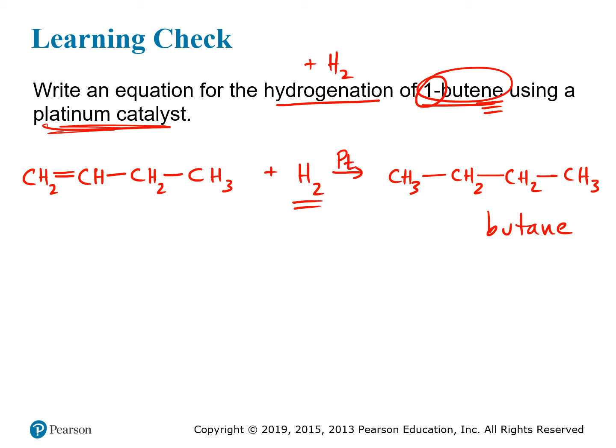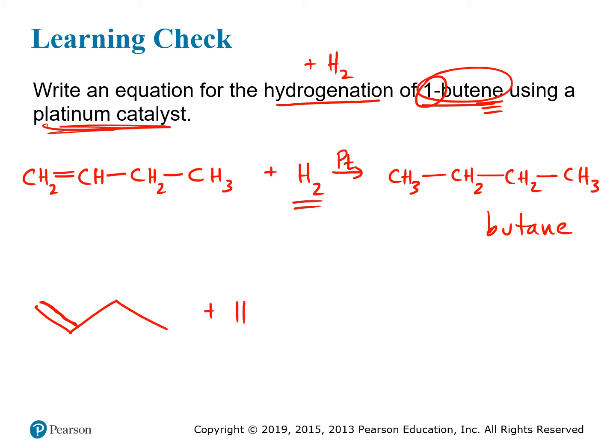You could also do this, by the way, using the line angle structures. So if we do that, then we could draw butene this way. 1, 2, 3, 4. The double bond is on the first carbon, so here. So this is 1-butene. Notice that there's no cis or trans because on this carbon you have 2 hydrogens coming off. So they're the same atom, and there's no cis-trans isomers for that. So we're not concerned with that right now.